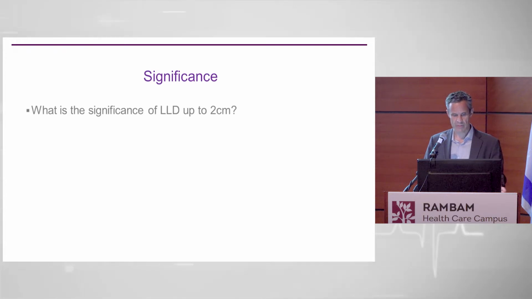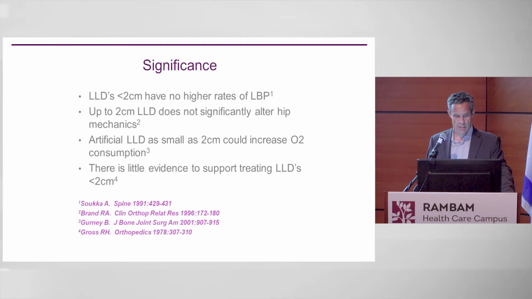And the significance of limb length discrepancy up to 2 centimeters really has not been proven. Patients with less than that have not been reliably shown to have higher rates of low back pain or hip mechanics. There was a study where they artificially lifted one leg 2 centimeters with a shoe lift, and the participants in this study showed increased oxygen utilization for activities. But there's really little evidence to support treating limb length discrepancies less than 2 centimeters.